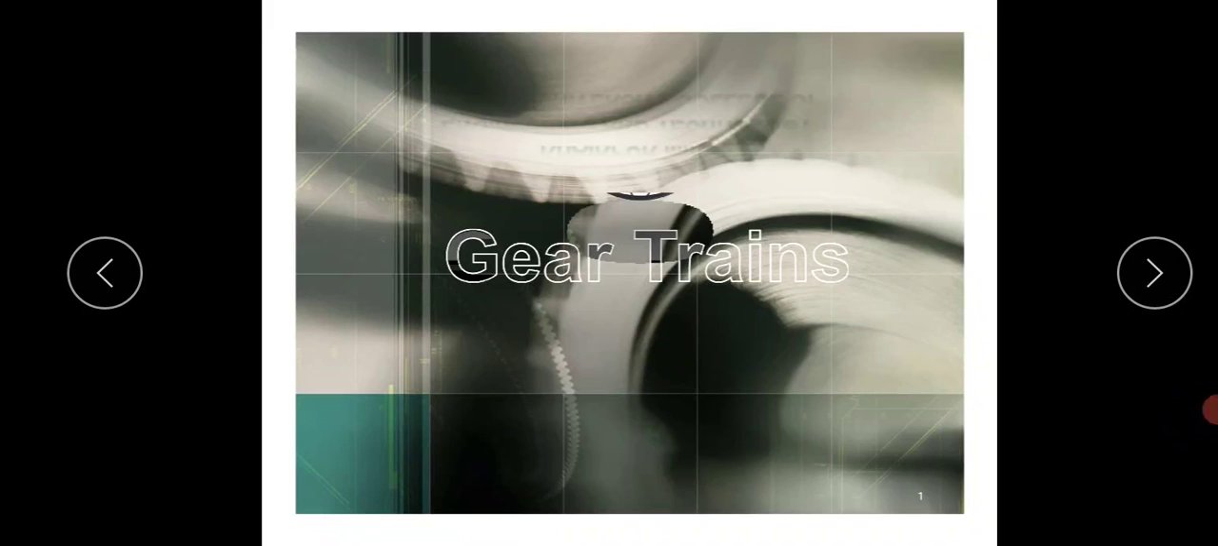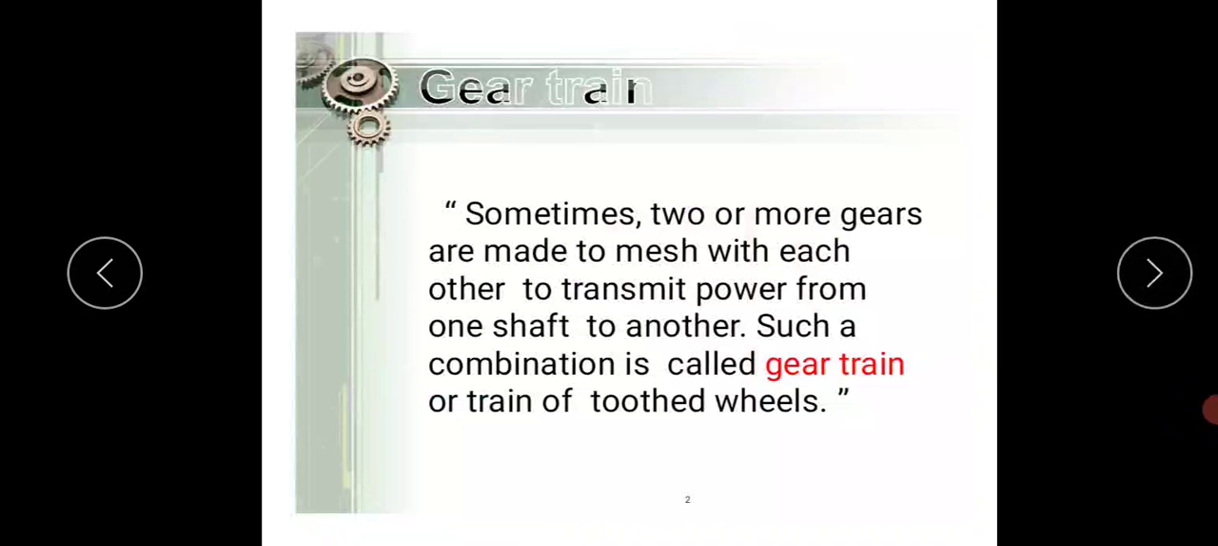Today we will see about gear trains. First, we are going to see what is meant by a gear train. A combination of gears is simply called a gear train. Two or more gears are made to mesh with each other to transmit power from one shaft to another shaft. That combination is called the gear train.